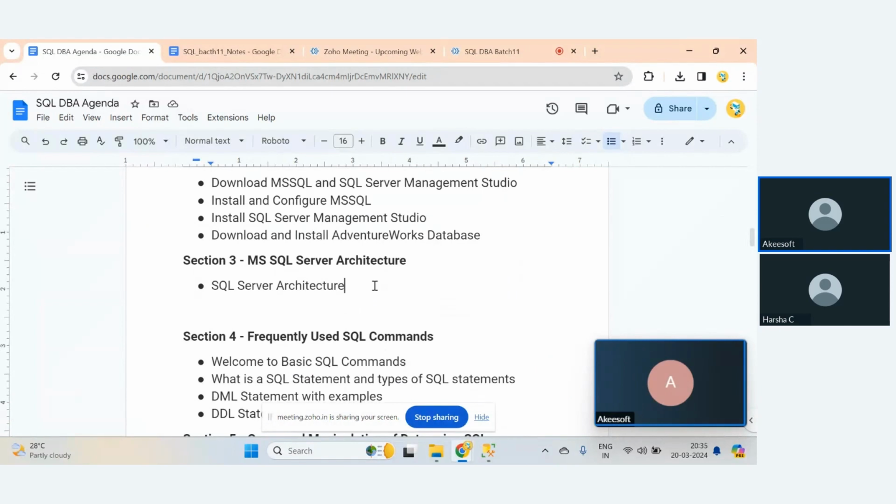The next topic is related to the SQL Server architecture. This is a concept without which the interview will not end. That is how critical this question is.